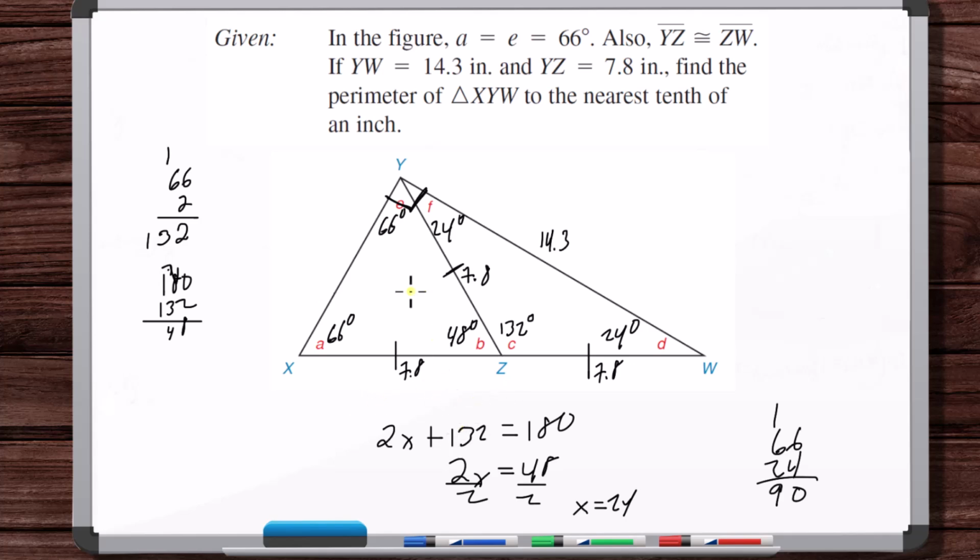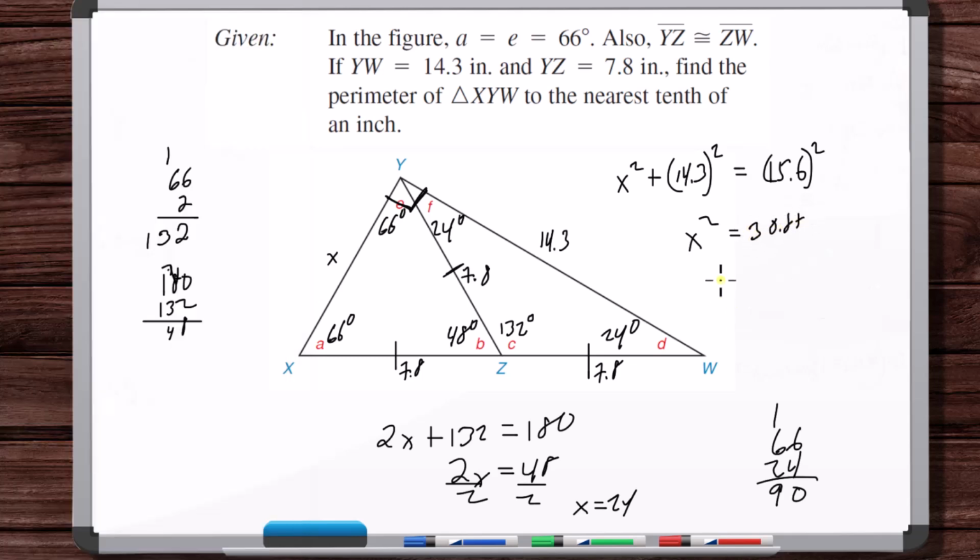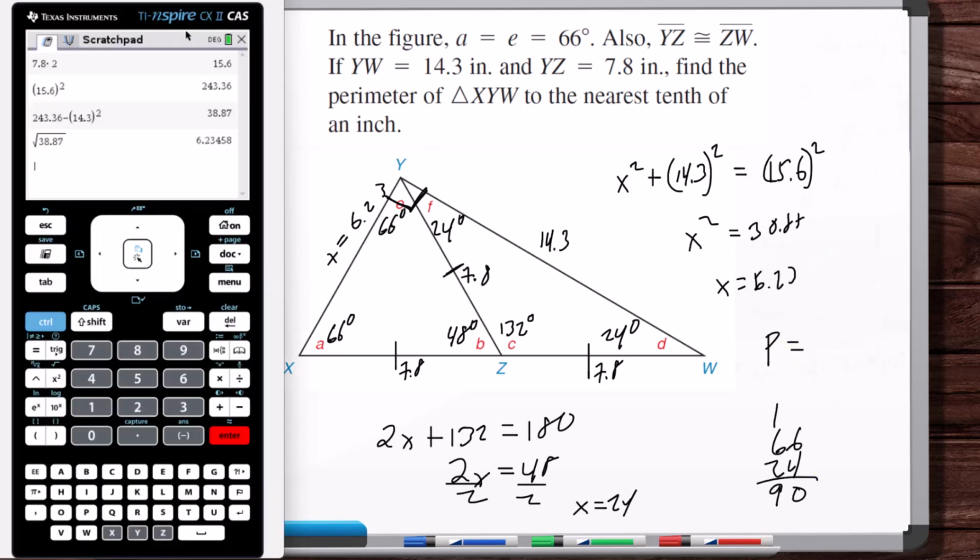Therefore, we can use the Pythagorean theorem to get this side length x. So x squared plus 14.3 squared, that's the two legs of the right triangle, is equal to 7.8 times 2, which is 15.6 squared. So x squared is equal to 15.6 squared minus 14.3 squared. Take the square root of that, you get 6.23. So this is 6.23. Now let's add all of those sides up. 6.23 plus 7.8 times 2, which is 15.6, plus 14.3 is 36.1.